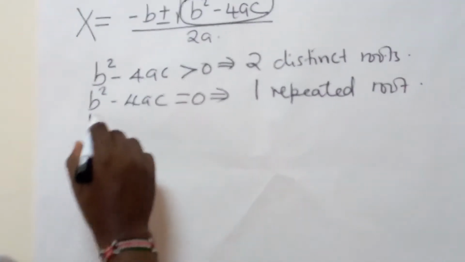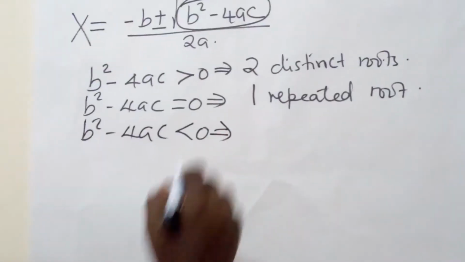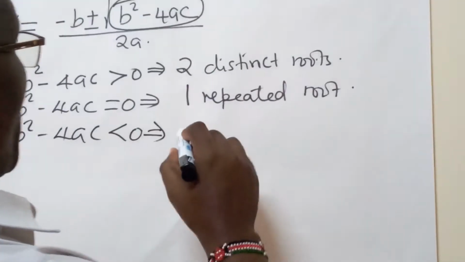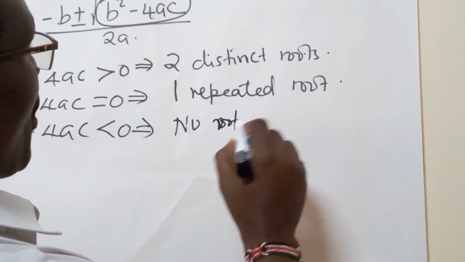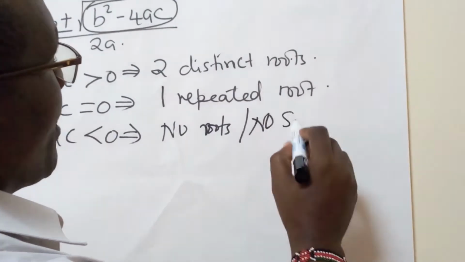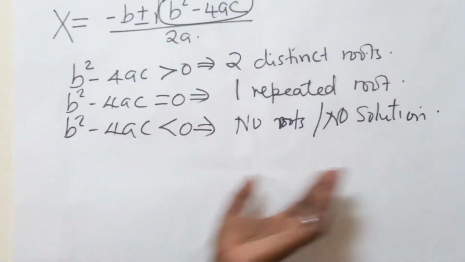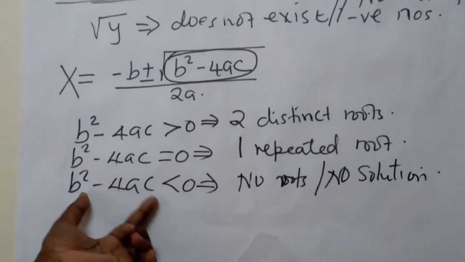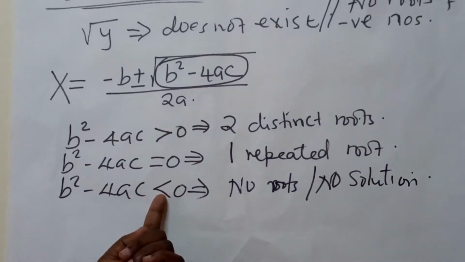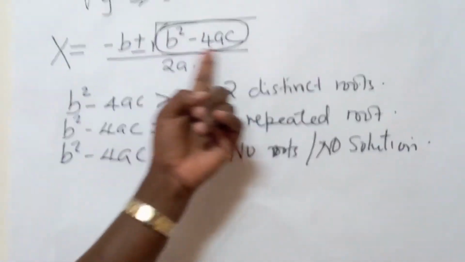But if the discriminant is less than 0, then therefore we have no roots. Some books will say no solutions. That quadratic equation has no solutions, simply because we explained earlier that we do not have any square root of a negative number. Please note that when any number is less than 0, it must be a negative number.